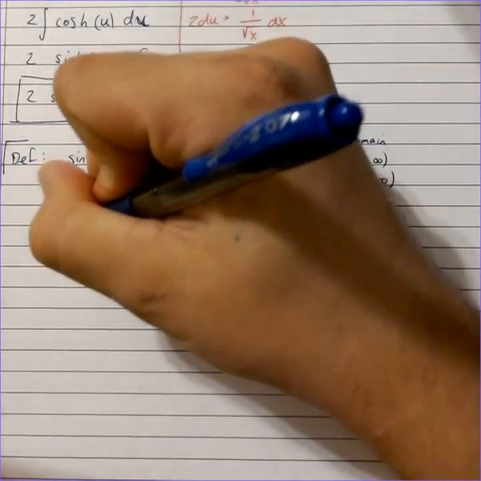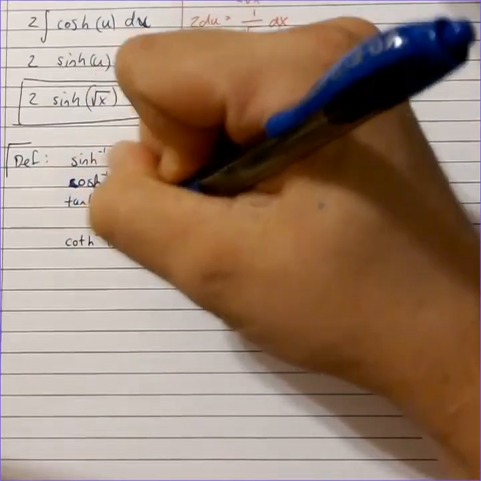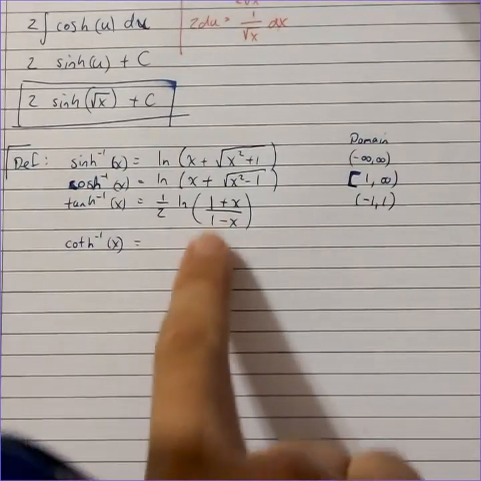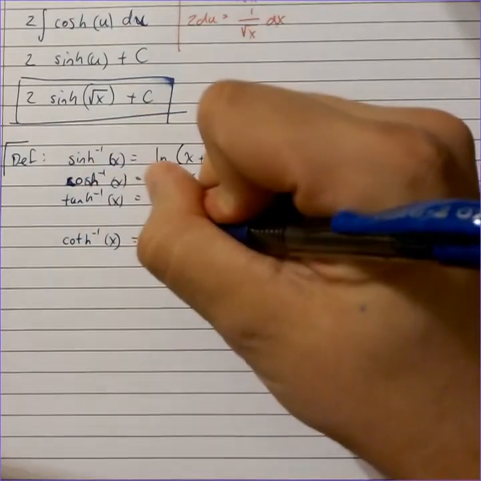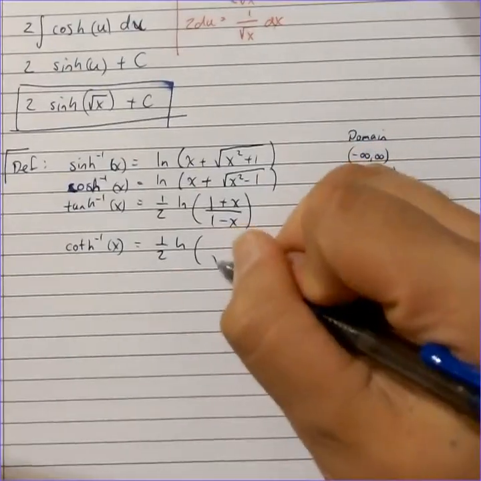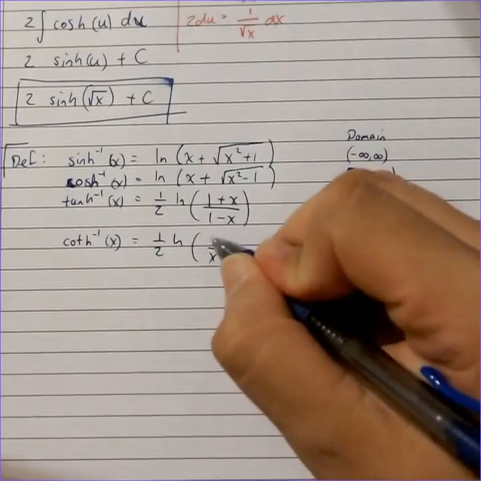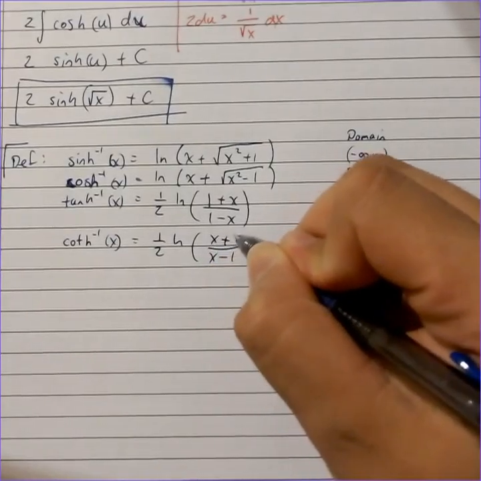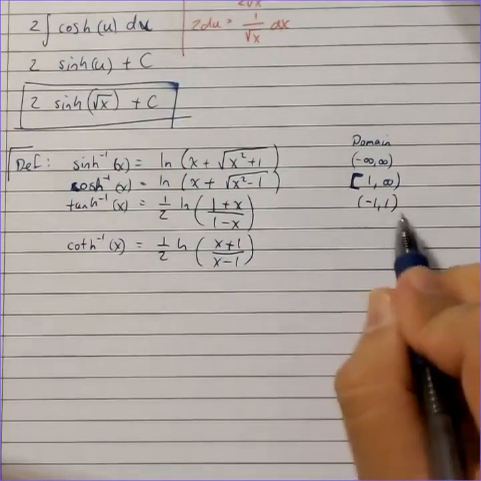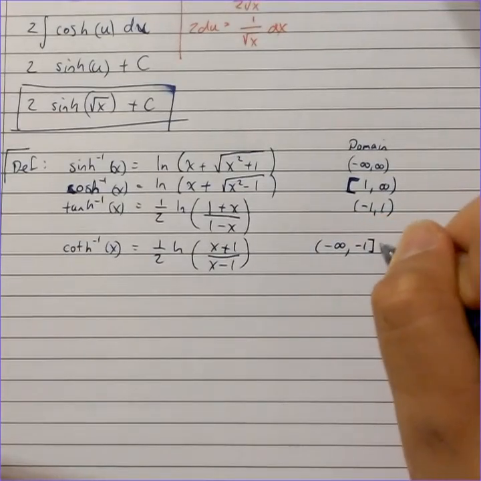The inverse hyperbolic cotangent function, coth inverse of x, looks almost exactly the same here. The only difference is that your terms are flipped around. So this is going to be 1/2 the natural log of, instead of 1 minus x, this one's x minus 1 in the denominator. Here you could leave that alone, but just to make it look like that one, you could write 1 plus x, but usually it's written as x plus 1, just to make it look the same as the denominator. Here, the domain is everything except that, from negative infinity up to -1, union with everything from 1 to infinity.